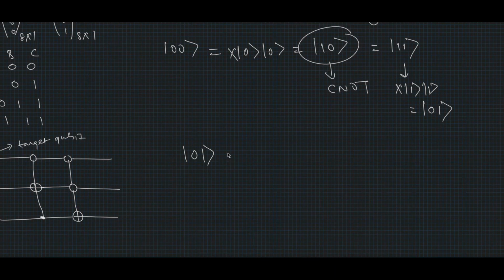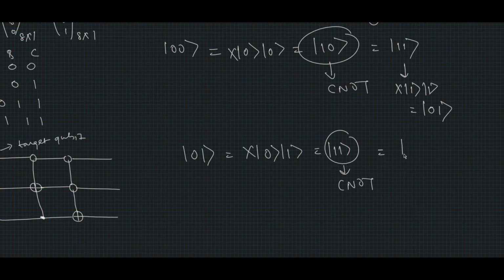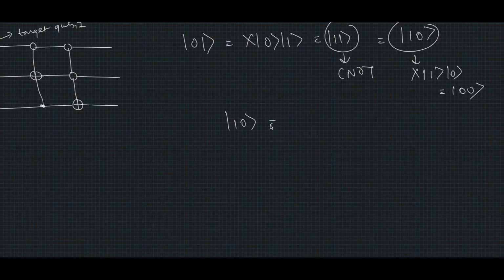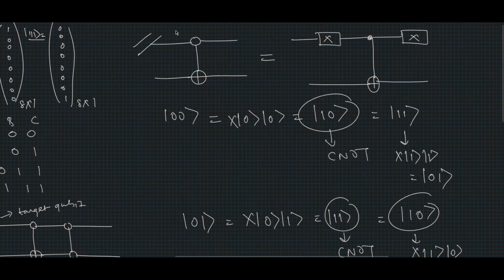Similarly, for the 01 state, the X gate operates on the first qubit, which gives us 11, and this state is operated by our CNOT gate, which gives us 10, and again the first qubit is operated by the X gate, which gives us 00. The same for the 10 state, which gives us 10, and the 11 state, which finally gives us 11. So the truth table for this circuit is here.